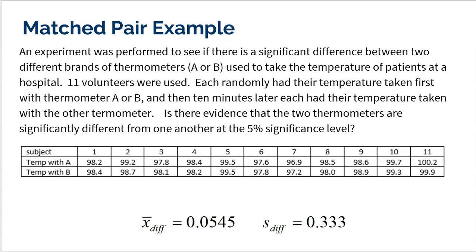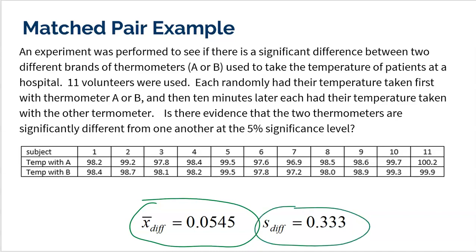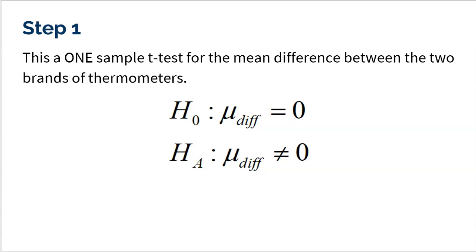So if you go back to topic 7.4, we talked a lot about this. I want to go over all that. But essentially, I don't care about any of the numbers on the screen right now. All I cared about were the differences. So I actually made a list of all of my differences between the two readings, and I found a mean of those differences, 0.0545, and the standard deviation of those differences. So my name is a one sample t-test for the mean difference between the two brands of thermometers.